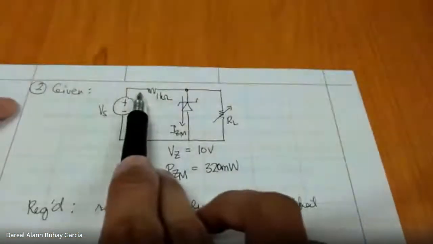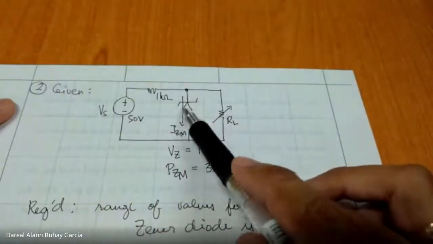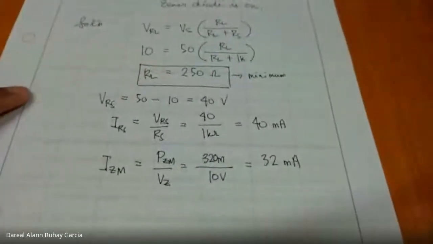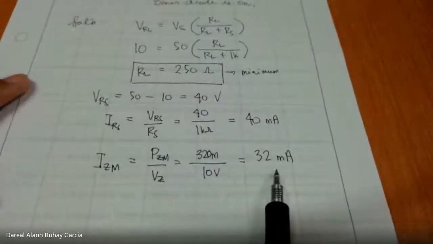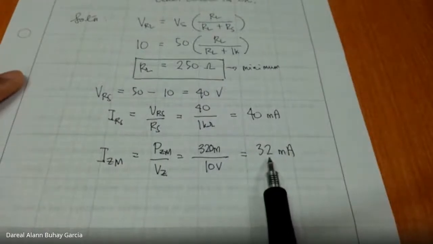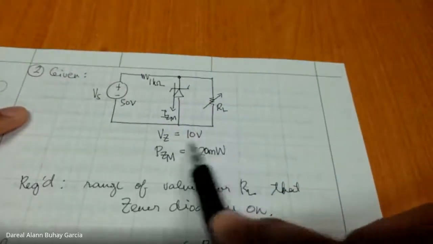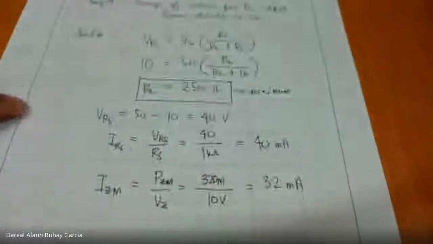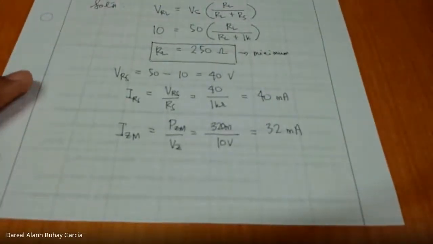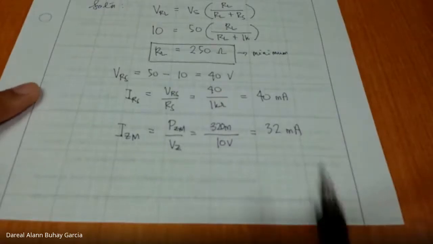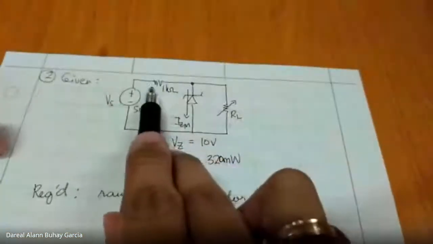So, if our source current is 40, our Zener current is at maximum 32. So what is the maximum load current so the Zener diode does not get destroyed? If it is 33 milliamperes, multiply by 10, that is 330 milliwatts of power, which is more than the power rating. So, how do we get the load current? 40 minus 32, using KCL.